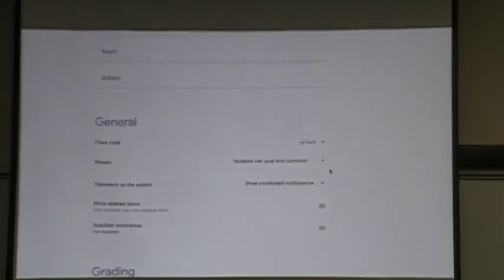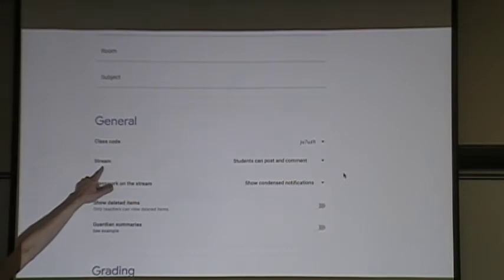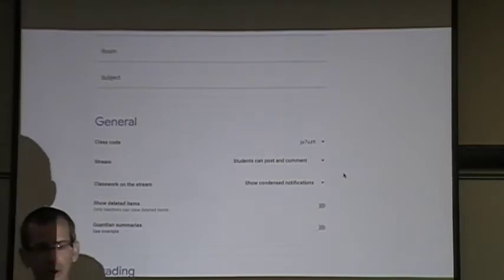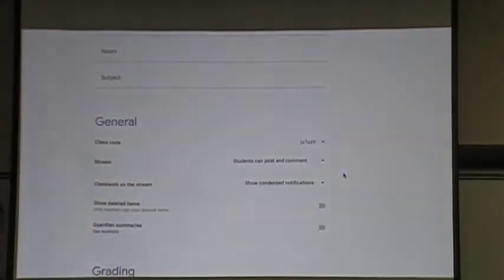If you scroll down, you will see something called streams under general. Everyone see that? Alright? By default, it's probably set to students can post and comment. I highly recommend you don't leave that because that means students can post and comment to the stream anytime they want. And I am not comfortable with that. I teach 9th graders. I think that's a bad idea.